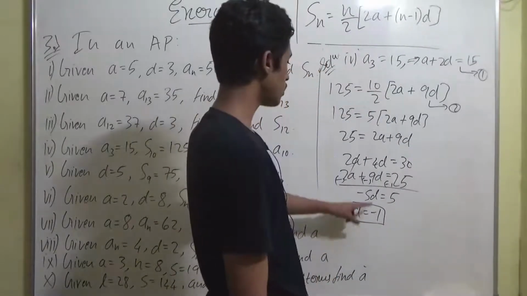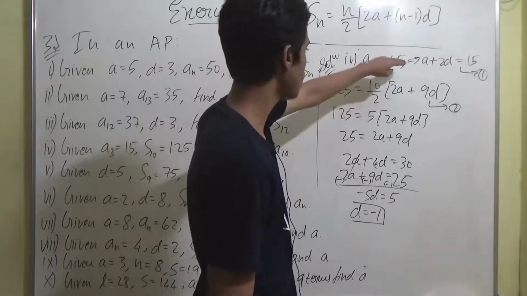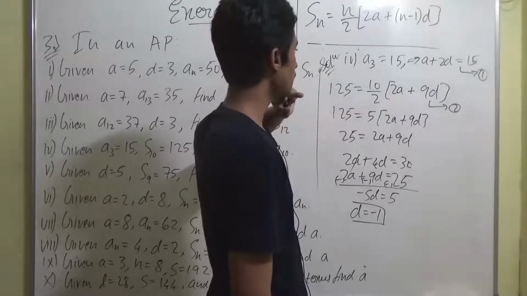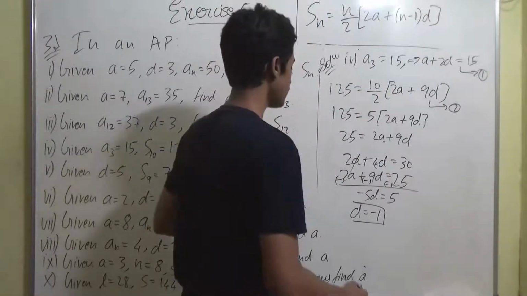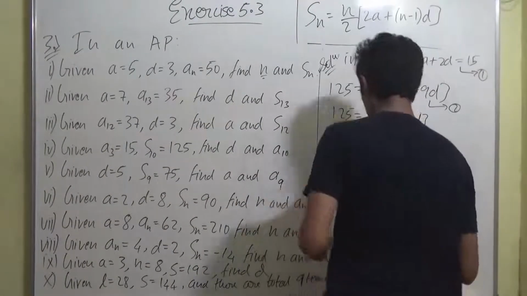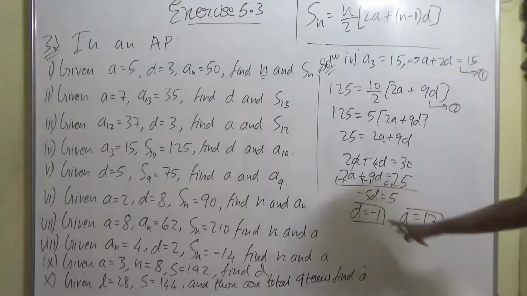Putting the value of d equal to minus 1 in any of these two equations. Okay, let me put it in the first equation. It's going to become a minus 2 equal to 15. Then a will become equal to 17. Getting it, guys? So a will become equal to 17. So we got the value of d, we got the value of a. They asked us to find d, so d we already got, and we also got the value of a.